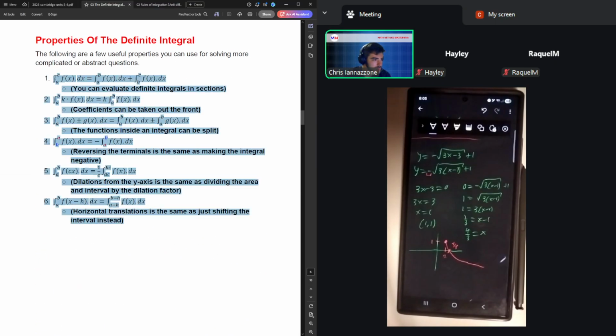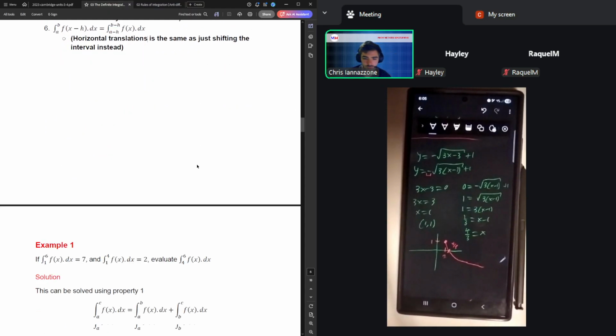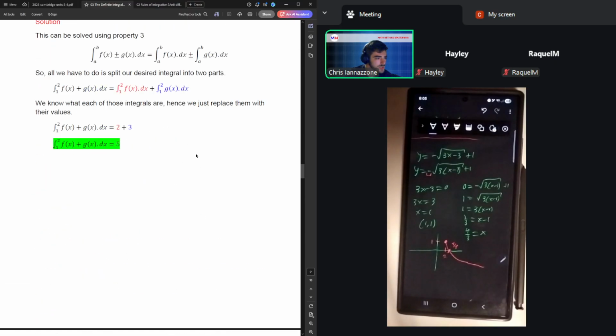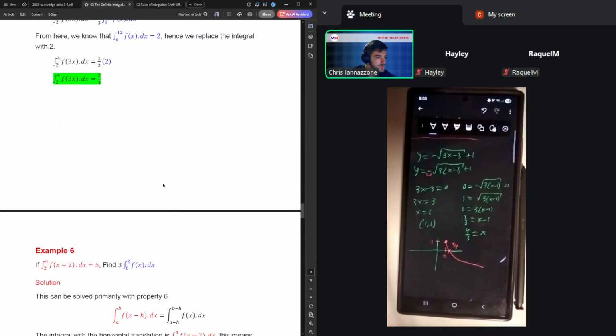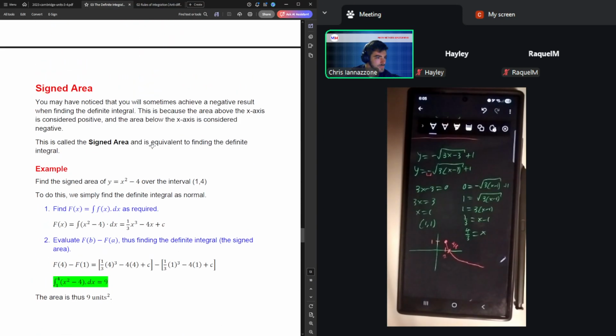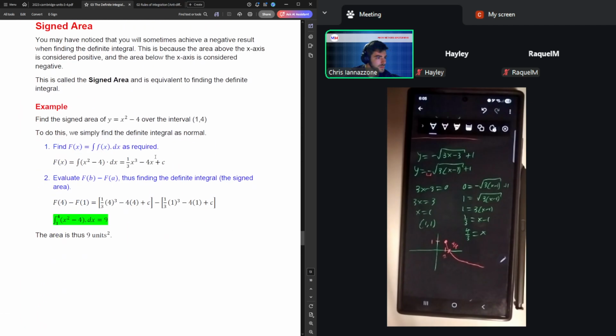There are a few properties you can use to manipulate definite integrals, split them up, and evaluate them in separate sections. I don't think we'll be able to do that just today. So what we'll do instead is have a look at the area related stuff. How do we now use this to find area?